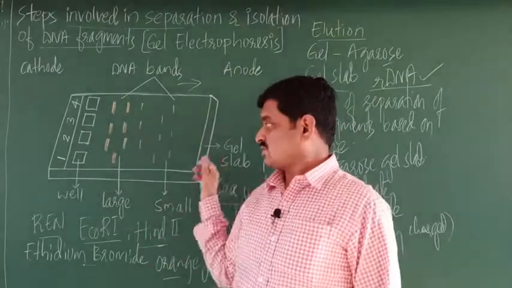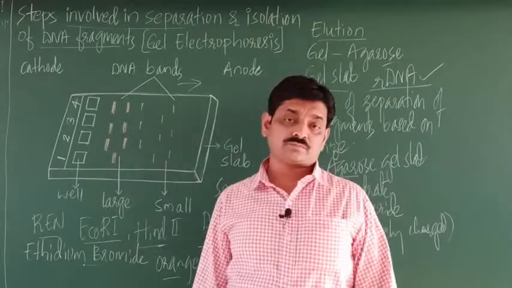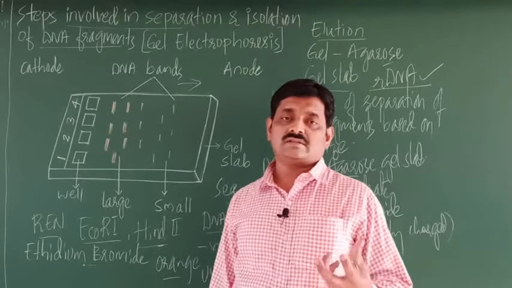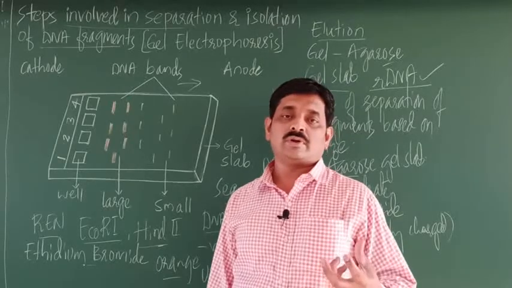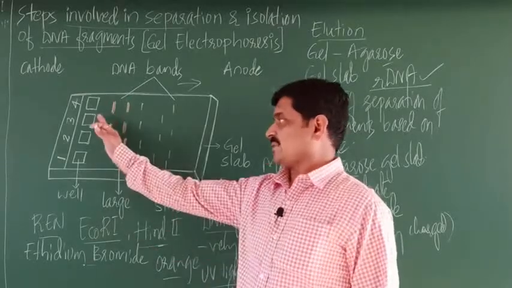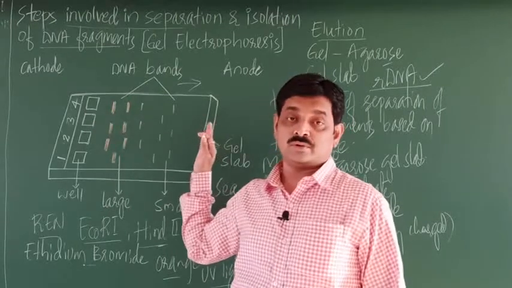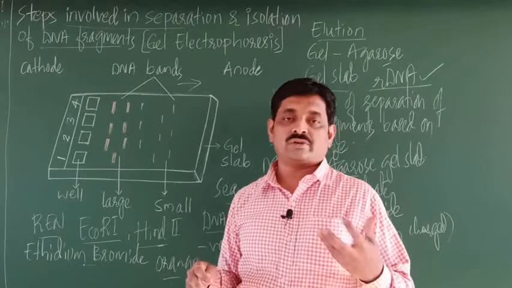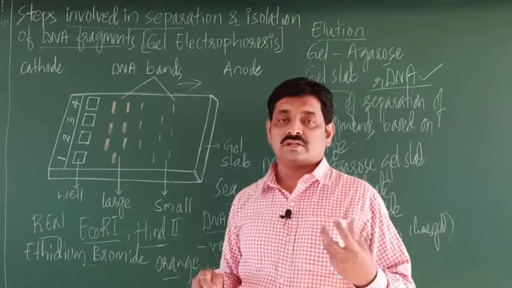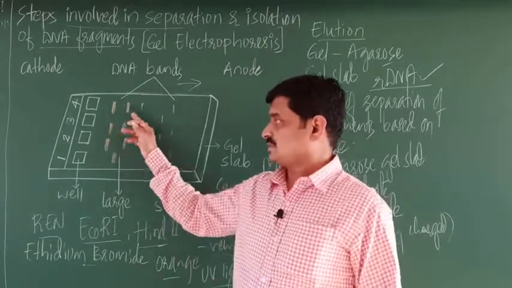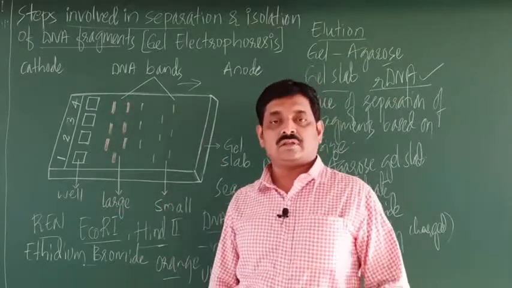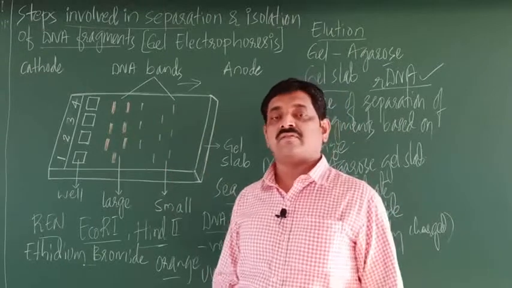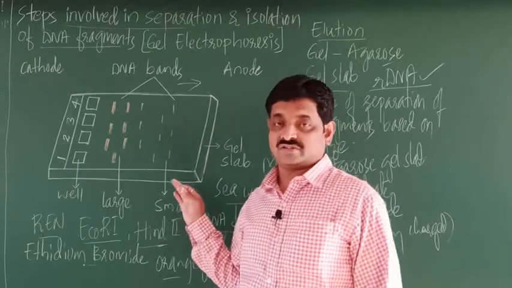Now, this agarose gel slab produces a sieving effect. Under this, DNA fragments start moving towards the anode and they get separated or sorted out depending upon their size. The larger ones lag behind, they remain behind. The smaller DNA fragments move faster.